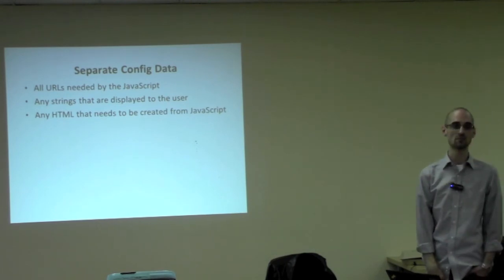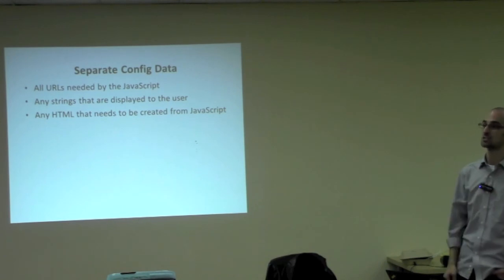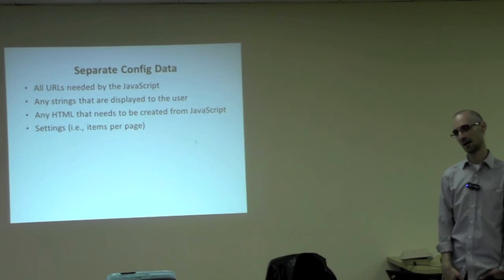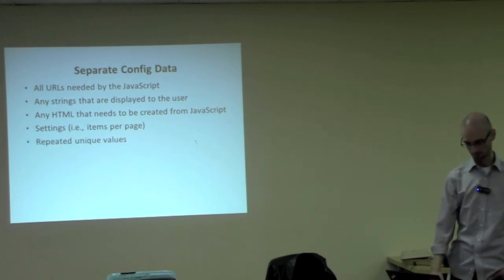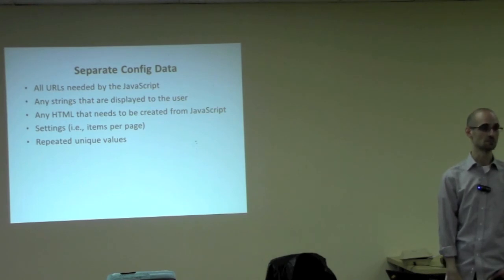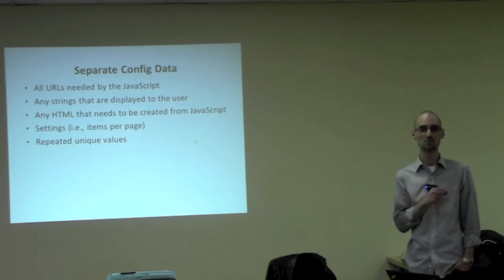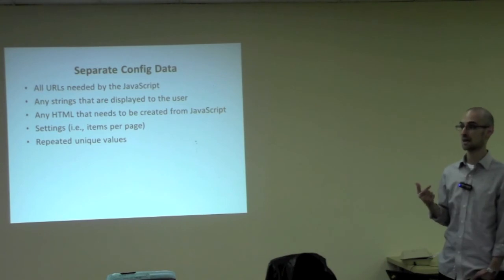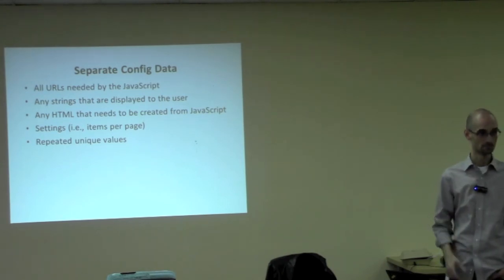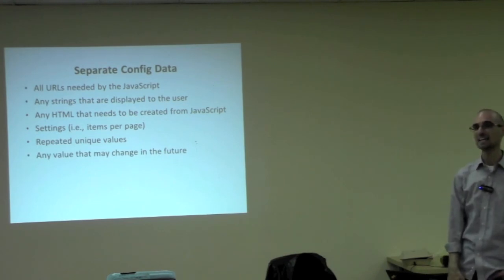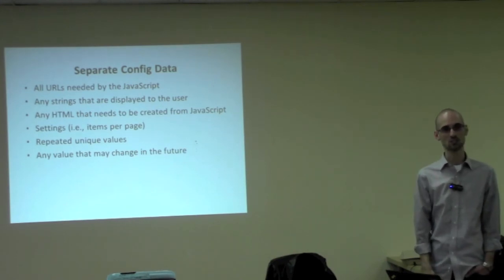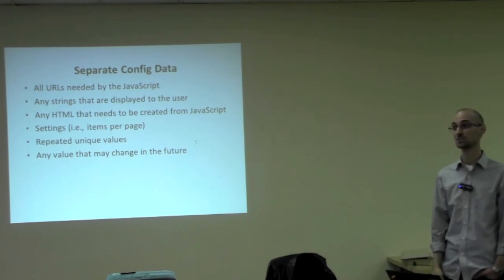Any HTML that needs to be created from JavaScript. Going back to the point earlier, you don't want giant HTML strings in your JavaScript. Settings, things like items per page, permissions, anything like that, you don't want to have in the middle of your JavaScript. And even repeated unique values sometimes. If you're using the same CSS class a bunch of different times in your JavaScript, it's worthwhile to pull that out into its own variable, because you might have to change it at some point in time. And why bother grepping through all of the code to figure out where to do that? Basically, any value that may change in the future. If you're writing some code and you're like, I wonder if somebody's going to change their mind about this, it's a pretty good indicator that you should separate that out.